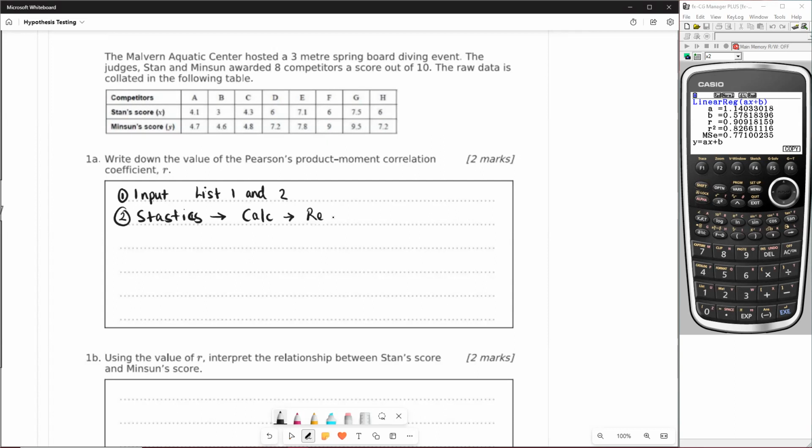Actually, we're not using any variables, just go to regression. We're doing the regression on x, and the form we're using is ax plus b. And the calculator says r is 0.9092.